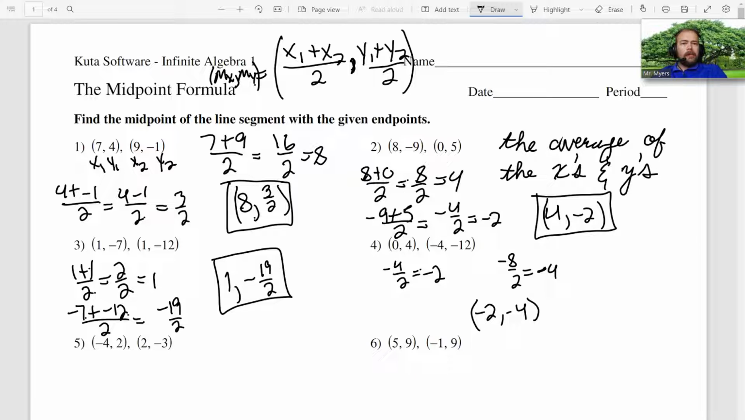Okay. And the other thing you can do too is you can look at the answer and see if it makes sense. Well, yeah, negative 4 is somewhere between 4 and negative 12. And negative 2 is exactly between 0 and negative 4. It's a little easier to see that one because the numbers are not so far apart.